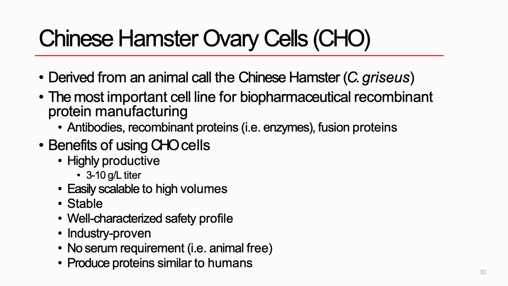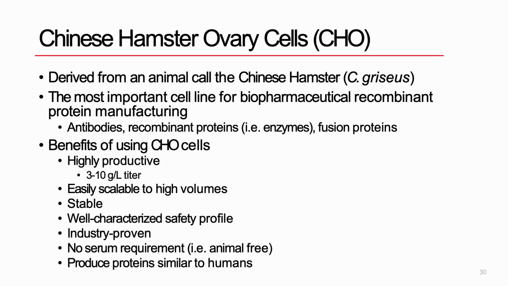Now let's continue with the CHO cells. They are derived from an animal called the Chinese hamster. The most important cell line for biopharmaceutical recombinant protein manufacturing is the CHO, and it's used for antibodies and for making recombinant proteins like enzymes and fusion proteins. The benefit of using Chinese hamster ovary cells is that they are highly productive.